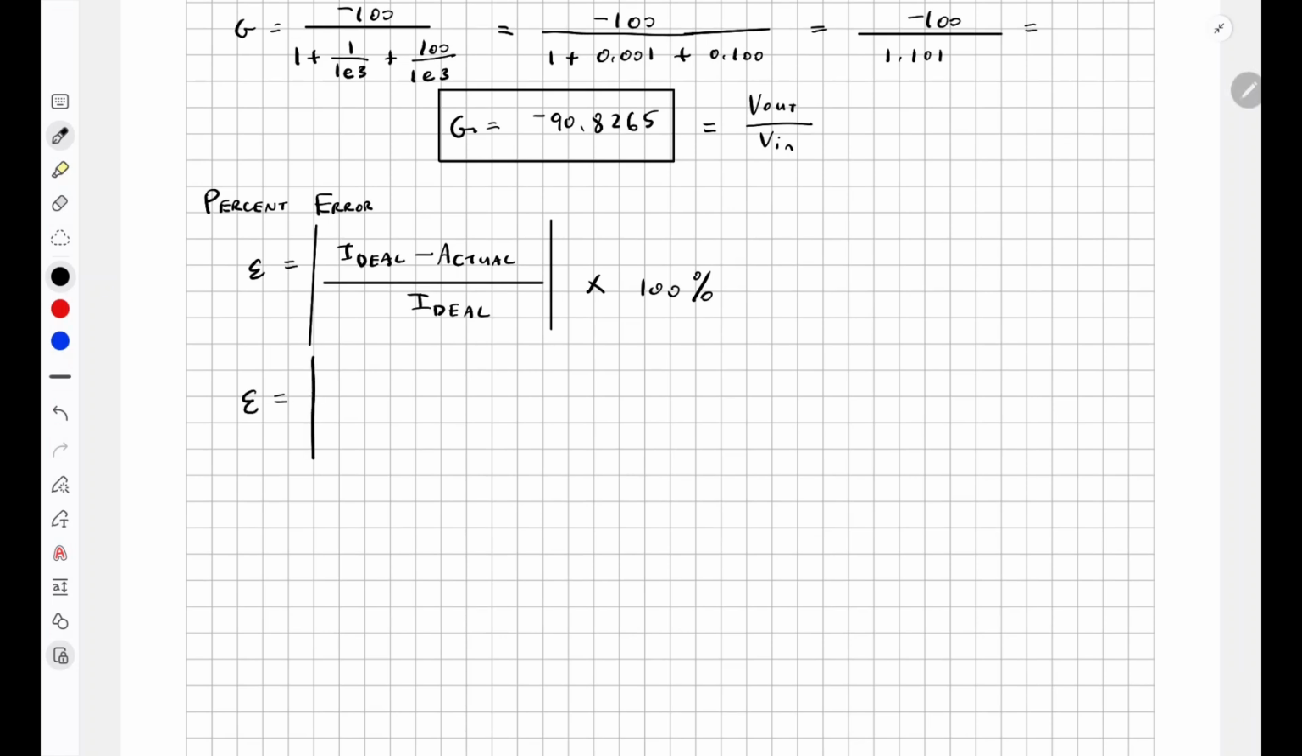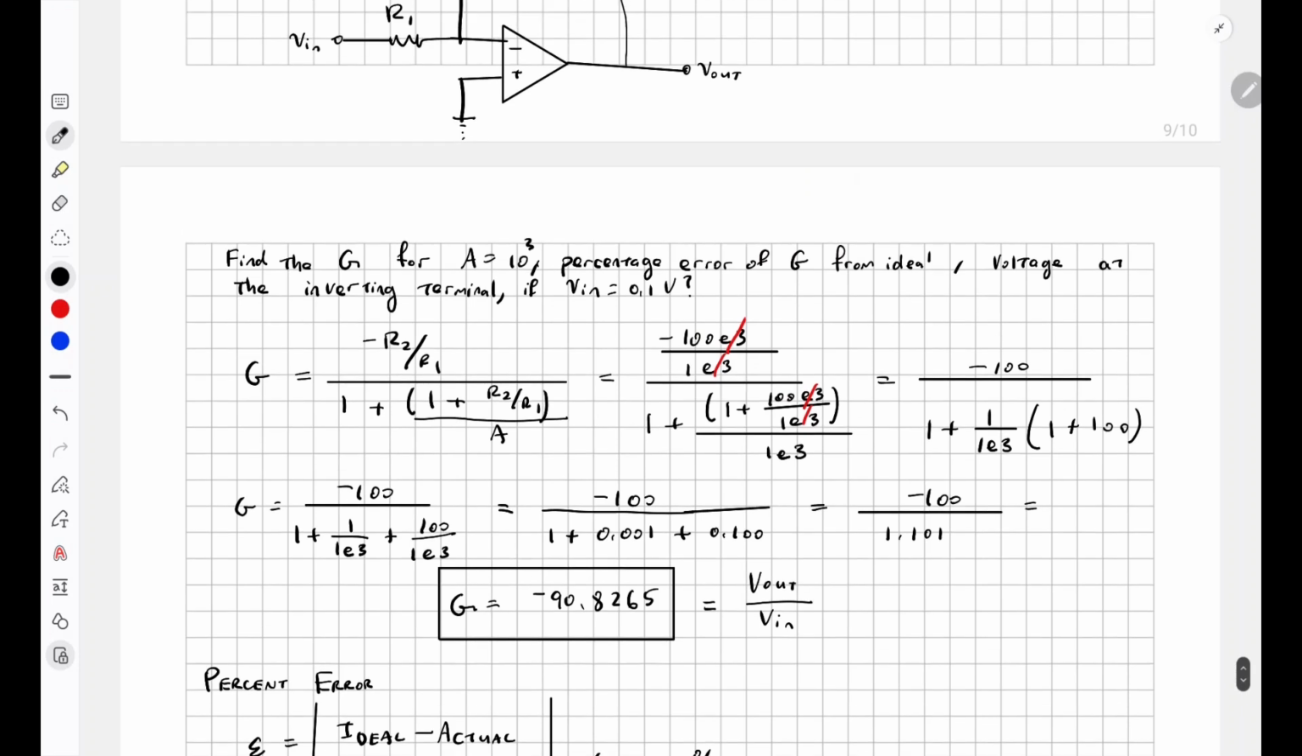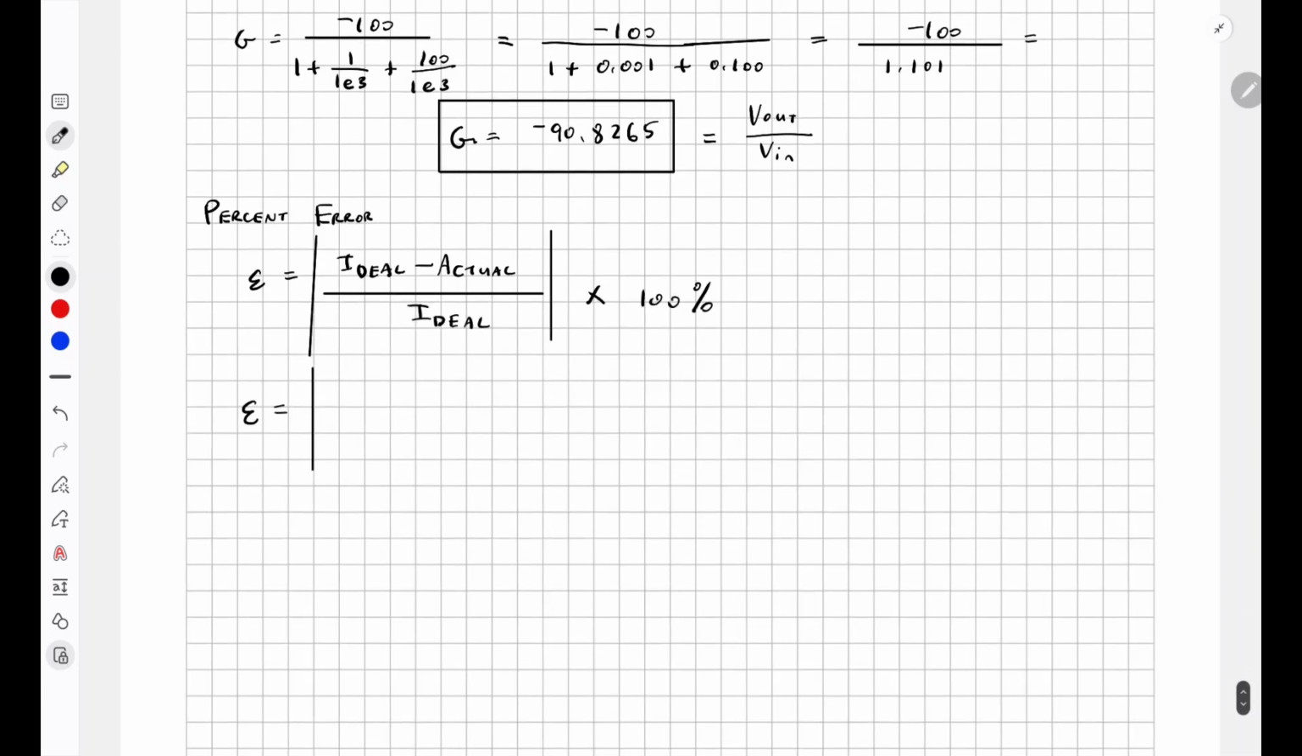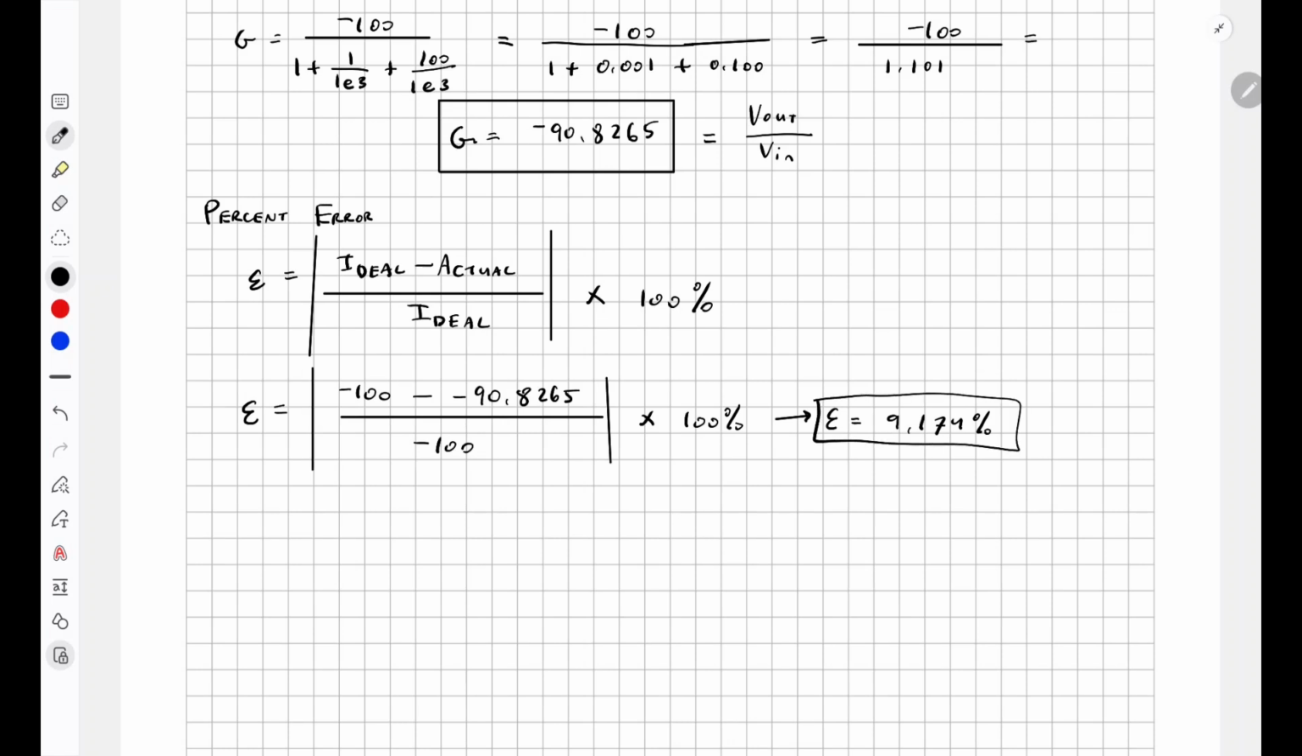If it was an ideal op-amp, the closed loop gain would be negative 100. Now we calculated that the real closed loop gain is negative 90.8. You divide the difference by the ideal, and then multiply by 100%. Using the calculator, the percent error is 9.174%.